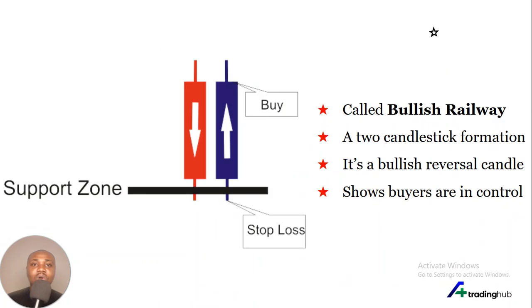Here's another candle called the bullish railway. It is a two candlestick formation and shows that buyers are in control at that certain time. It is a bullish reversal candle. So if you see them on support zones or demand zones, this suggests that you can start buying from there or that the market will start buying from there.